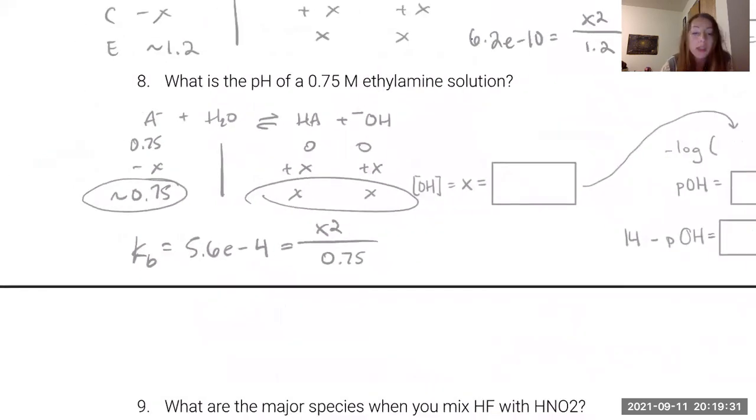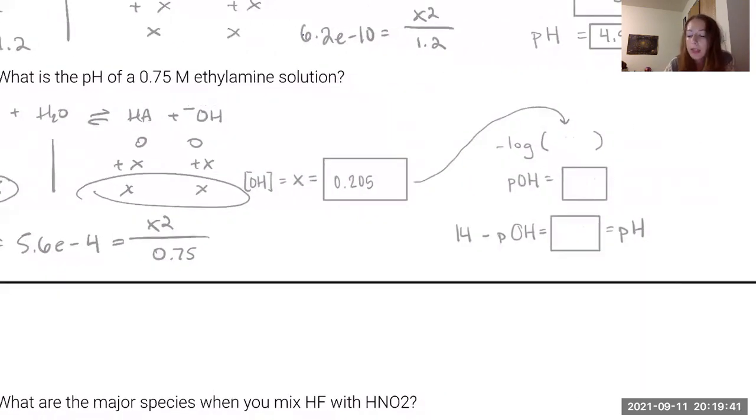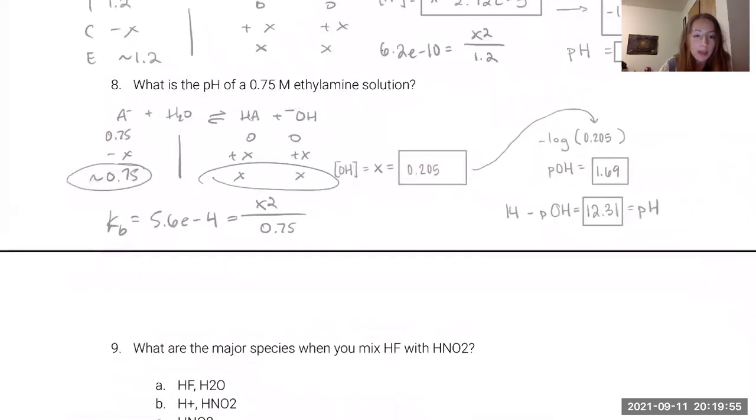Okay, and then we're going to solve for x. X, again, here is our OH concentration, all right? That'll help us find the pOH. So we solve for x, then we'll find the pOH, right? Because negative log of the OH concentration is the pOH. Okay, last thing we need to do is convert the pOH to the pH. We just do 14 minus that. Okay, so that is number 8.